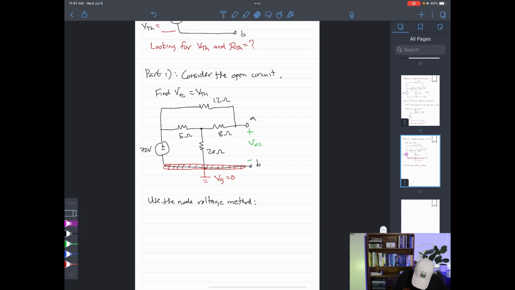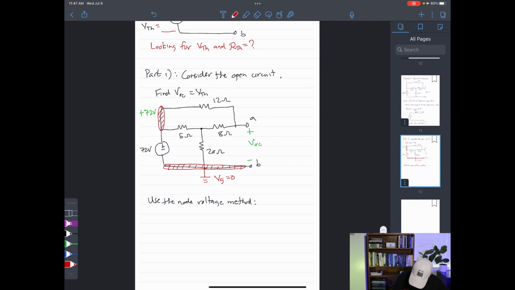So if I circle this node right there, then this node voltage is not unknown. It has a value of plus 72 volts. It's because in going from the ground node up this way, I go through a voltage rise of 72. So that node voltage is not unknown, it is not independent, it's 72 volts.